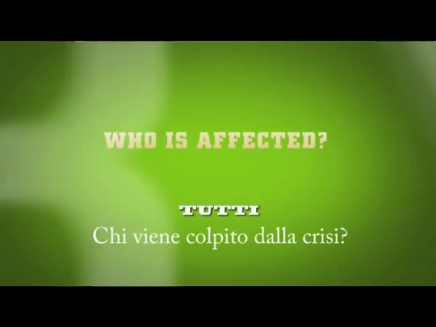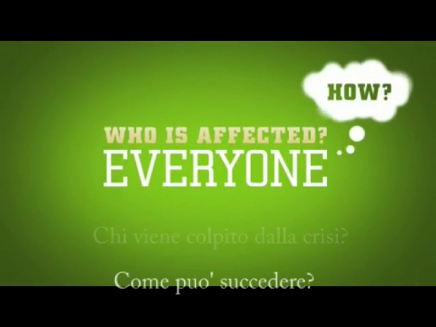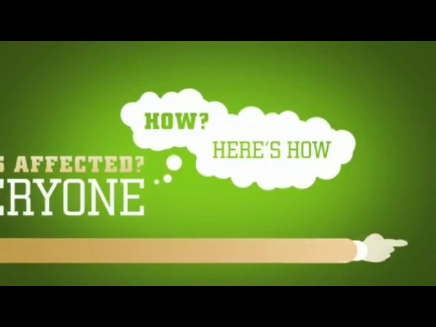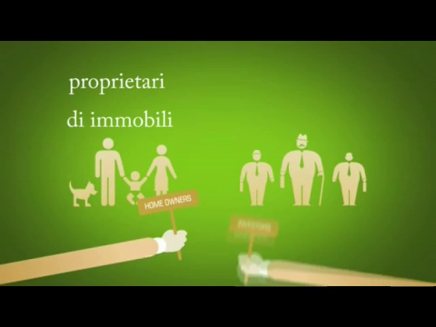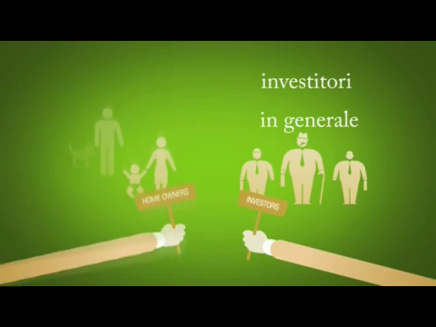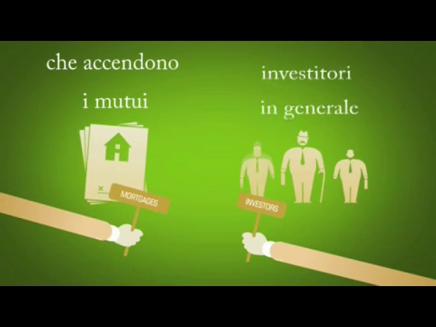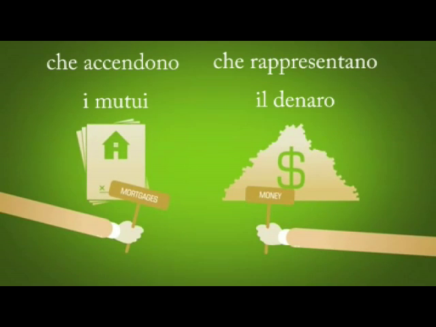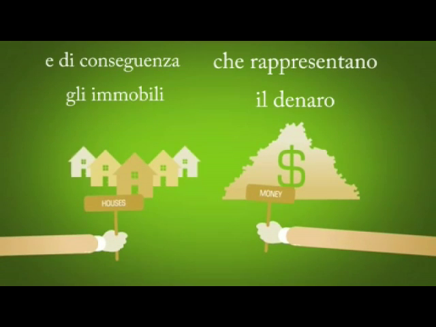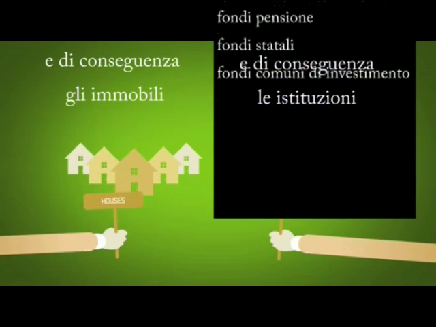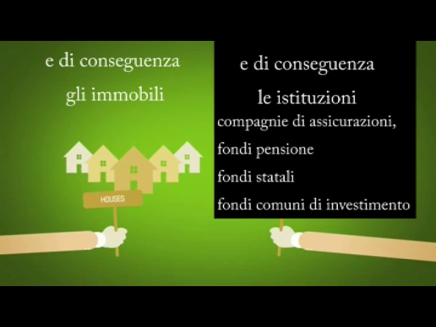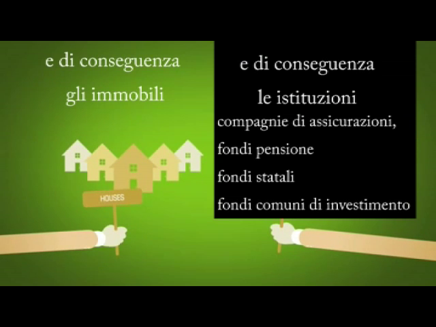Who's affected? Everyone. How did it happen? Here's how. The credit crisis brings two groups of people together, homeowners and investors. Homeowners represent their mortgages, and investors represent their money. These mortgages represent houses, and this money represents large institutions like pension funds, insurance companies, sovereign funds, mutual funds, etc.